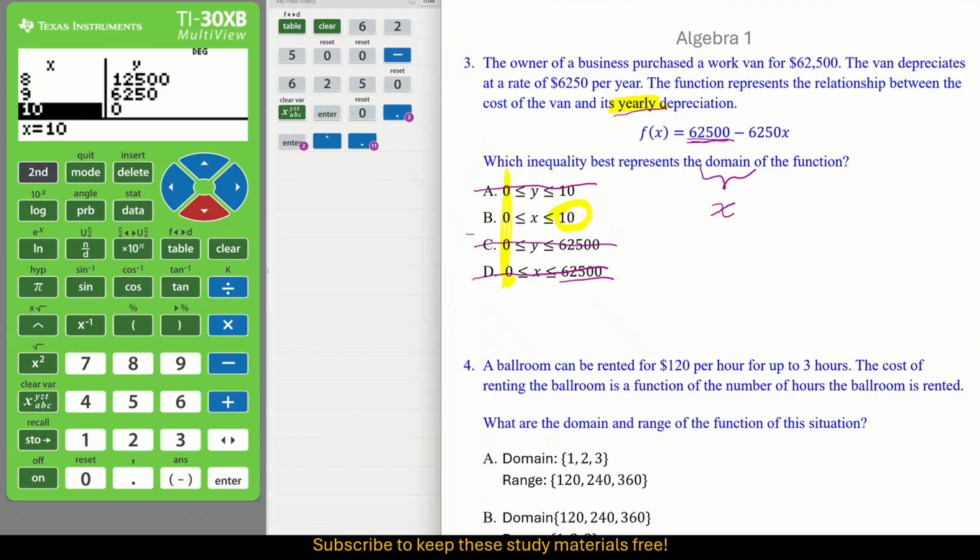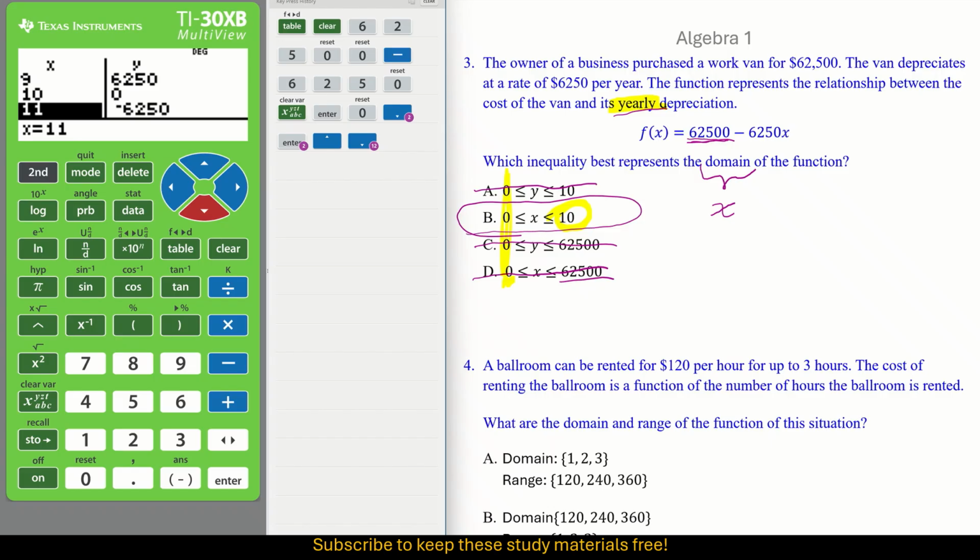So now we know and we have proven our option B. It is a valid option. Notice we have less than or equal to, meaning our years can equal 0, and then our years can equal 10, because we're not going past 10. And watch what happens when I go past 10 years. We go into a negative value.